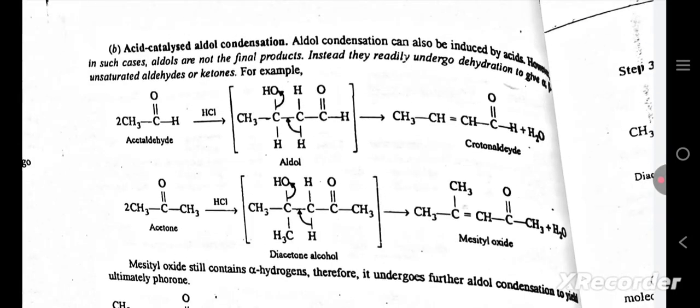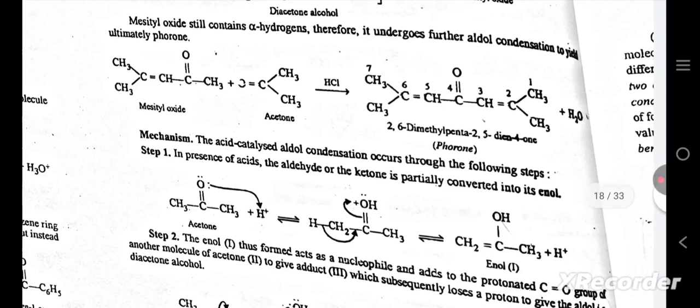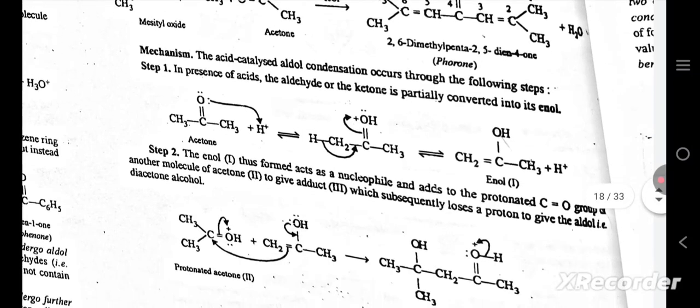Acid catalyzed aldol condensation. Aldol condensation can also be induced by acids. However, in such cases, aldols are not the final products. Instead, they readily undergo dehydration to give alpha beta unsaturated aldehydes or ketones. Mesityl oxide still contains alpha hydrogens, therefore, it undergoes further aldol condensation to yield ultimately phorone.